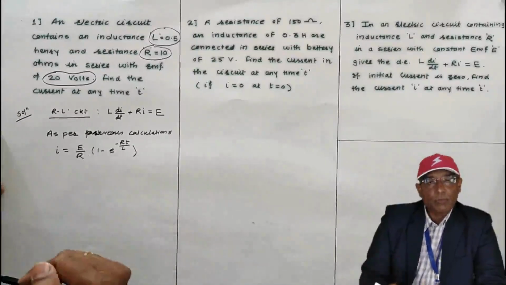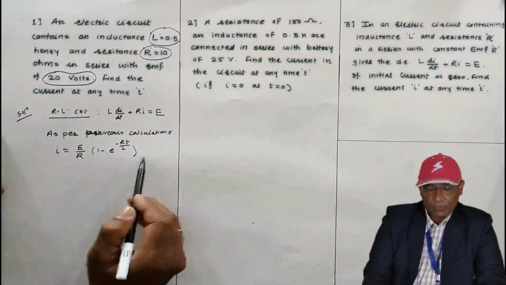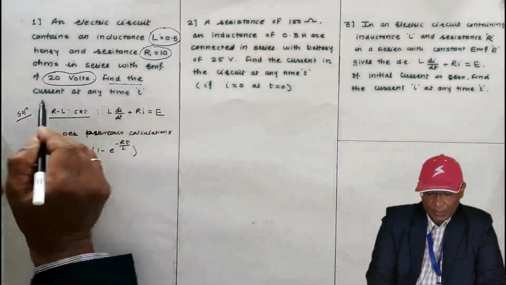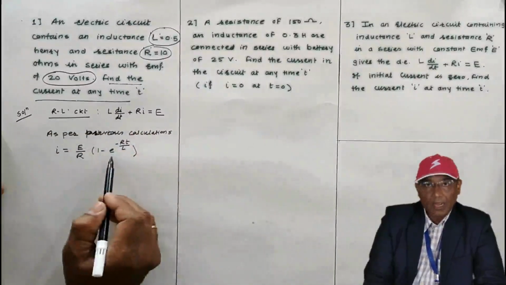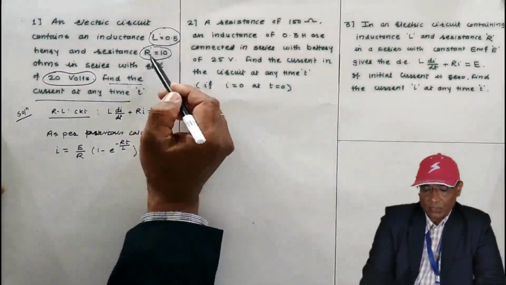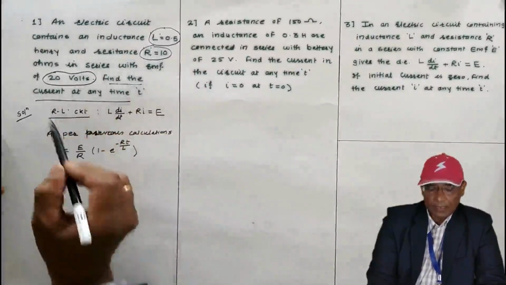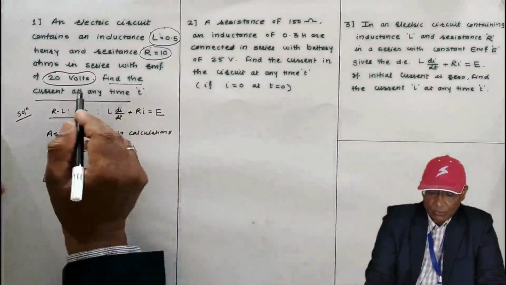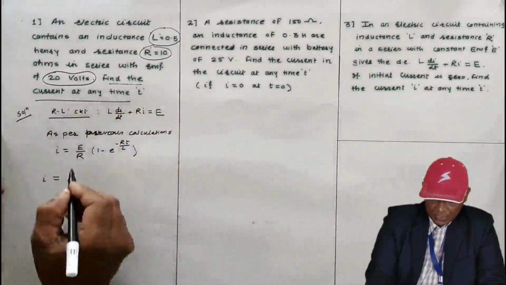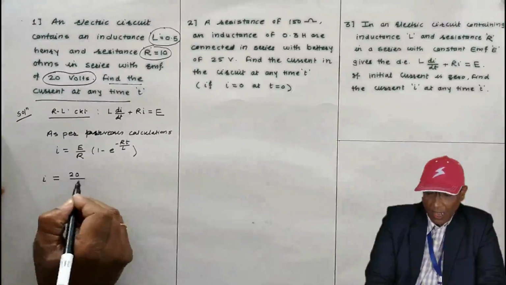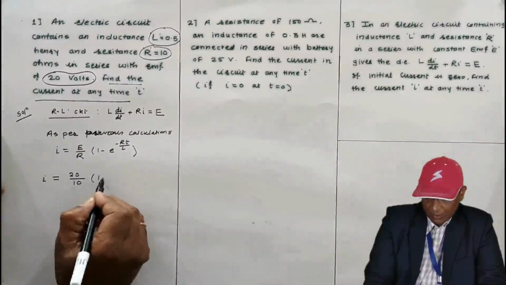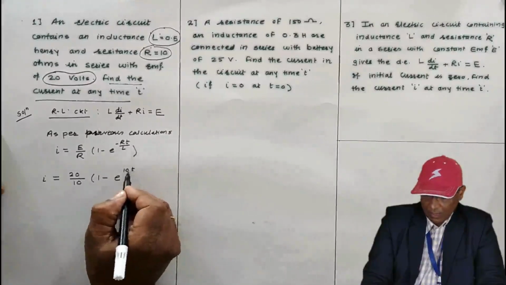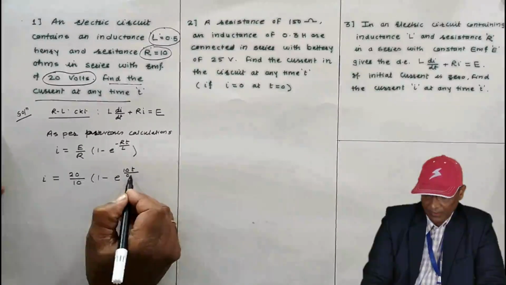Now, in the last step, what to do? In general, this is the current I at any time t. Here also we have to find the current I at any time t, but for these three values of L, R and E. Just simply put E is equal to 20, R is 10, and L is 0.5.